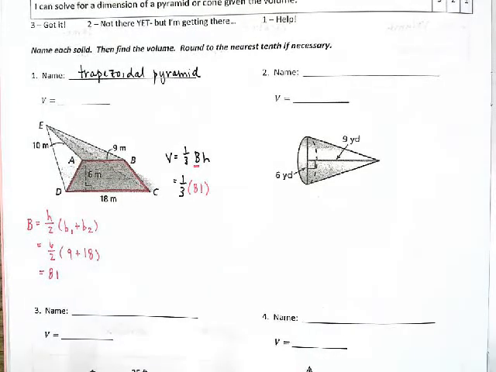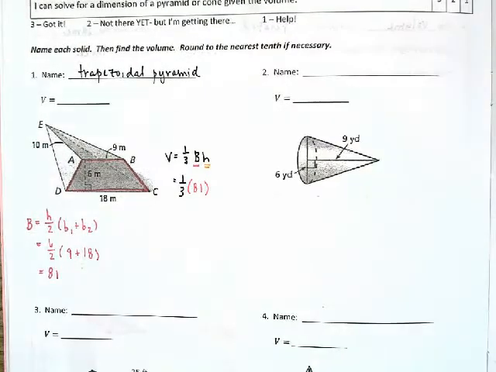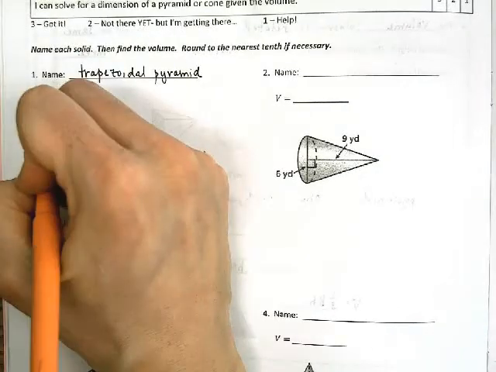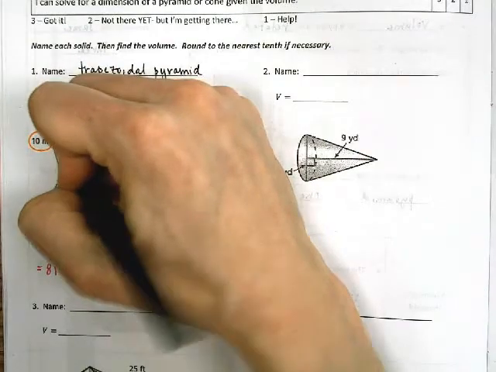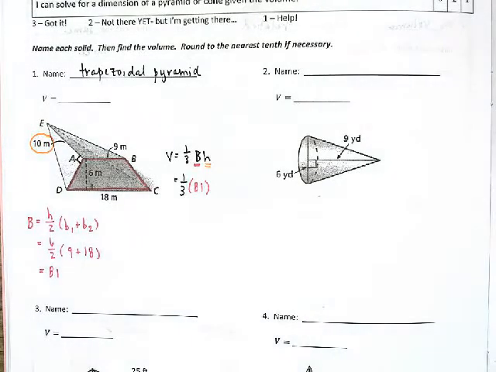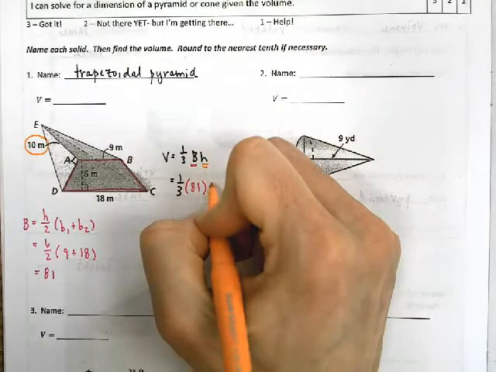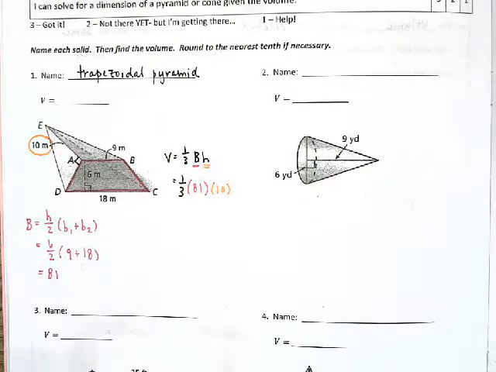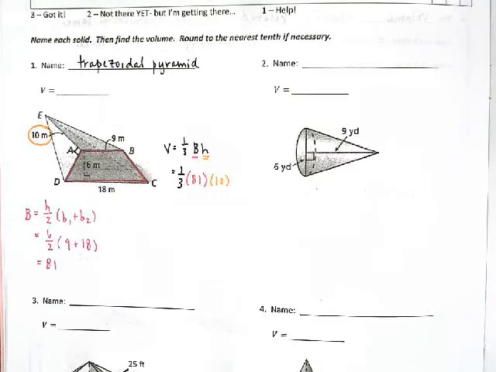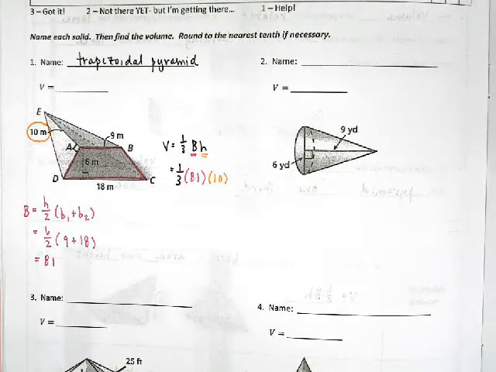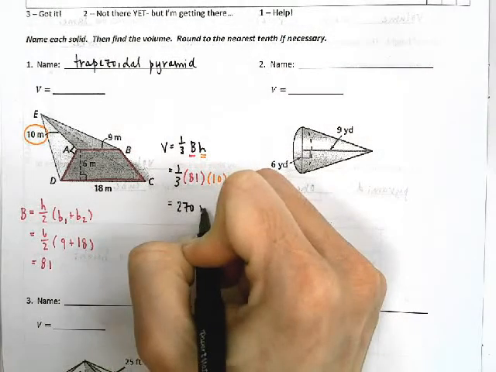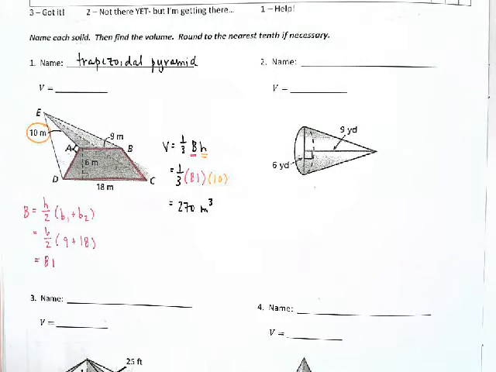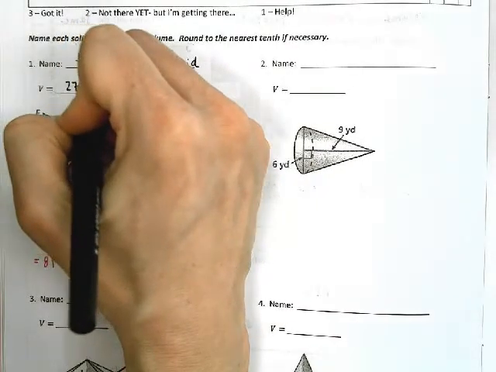Now, the height here is the height of my pyramid, which in this case they're giving us right here. This should actually be marked as a right angle so you can tell it's that perpendicular distance. But the height of our pyramid is going to be 10. So now I'm going to plug that in, and we can just multiply everything out. And we get a volume of 270. And now our units are going to be cubed again because we're working with volume. So 270 cubic meters.